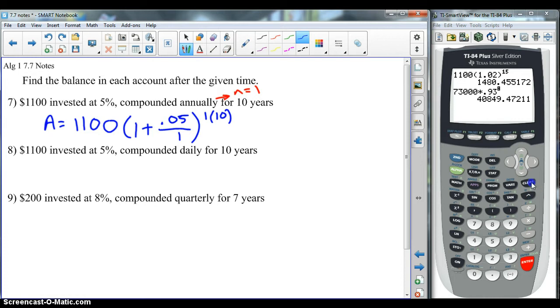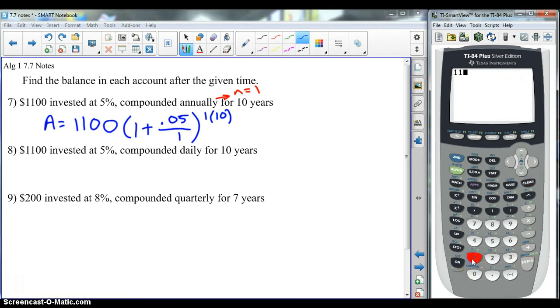All right, let's go ahead and enter this. Now again, your calculator can handle this all at once. If you have your graphing calculator with you, you can just punch it in like I do here. 1 plus 0.05 divided by 1, although some of you may be thinking, Mr. Hale, you don't really have to divide by 1. That doesn't change anything. That is correct. And then we need 1 times 10, or again, you could just put 10 up there in the exponent. And in this case, we would have $1,791.78.